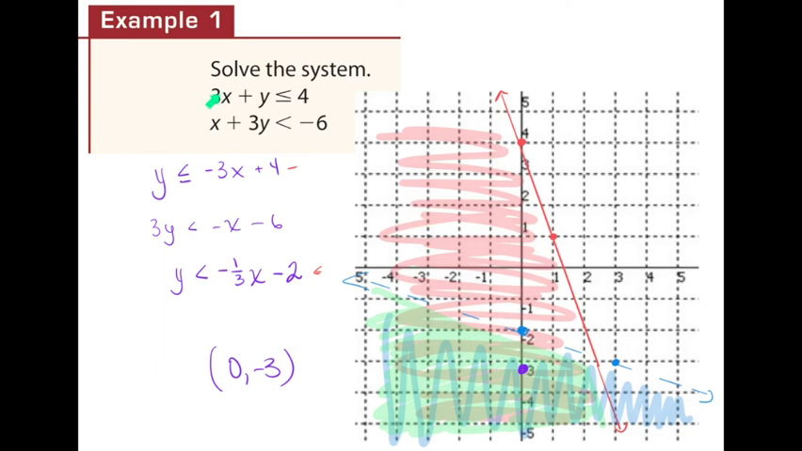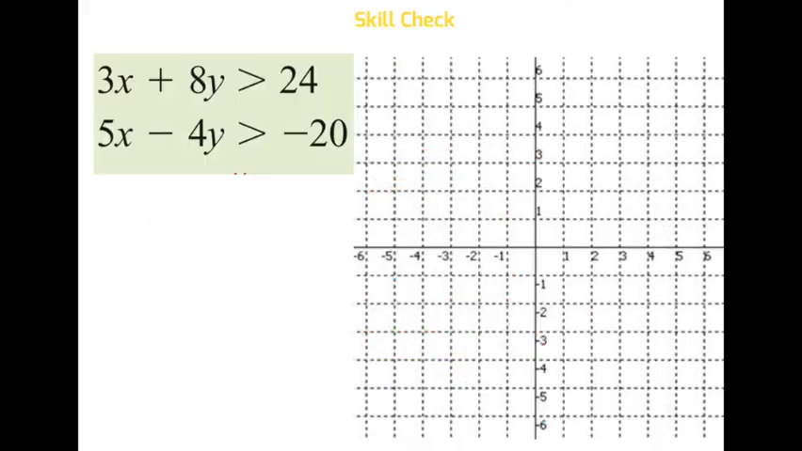So if I plug it in here, I get 0 plus -3 is less than or equal to 4. That's true. 0 plus -9 is less than -6. That's true. So if I pick any point in this set that I am saying is my solution set, then any (x, y) should work and make a true statement for both. But if I have no solution, then you'll see that they don't work.